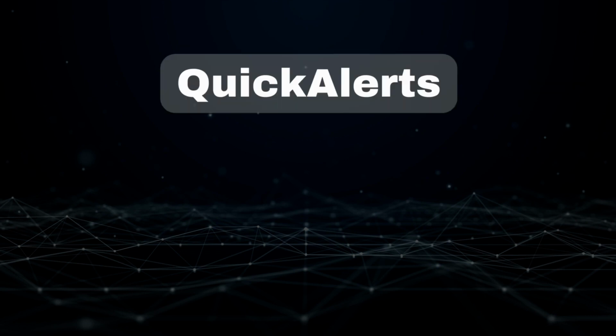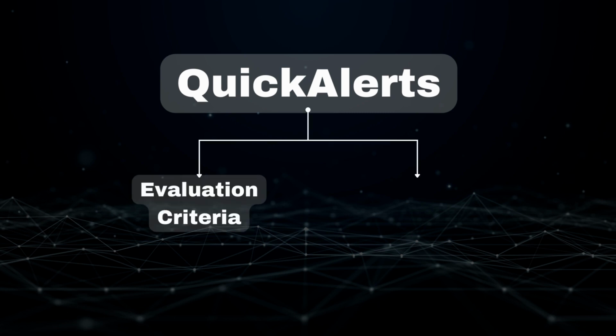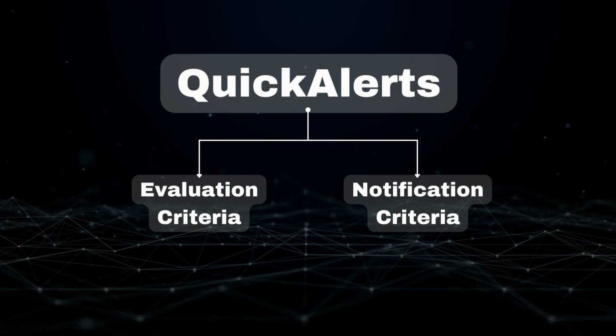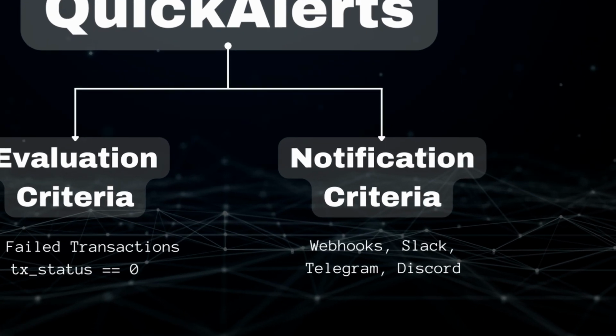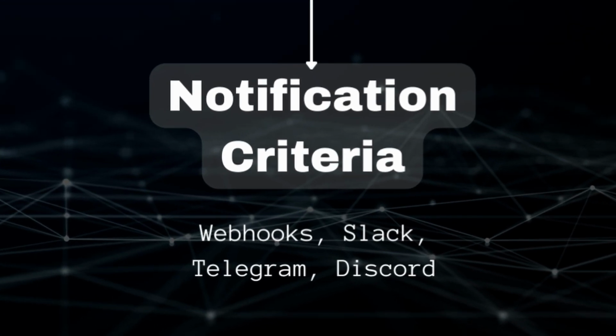Before diving into QuickAlerts, let's understand how it works. Every QuickAlert has two customizable pieces, an evaluation criteria and a notification criteria. The evaluation criteria is a flexible expression which defines the condition for triggering the alert. And the notification criteria is where you want to receive the data payload or notification when the alert is triggered. There are many notification streams like Slack, Telegram, Discord in the pipeline, but only webhooks is enabled for now. So we'll use that in this video.